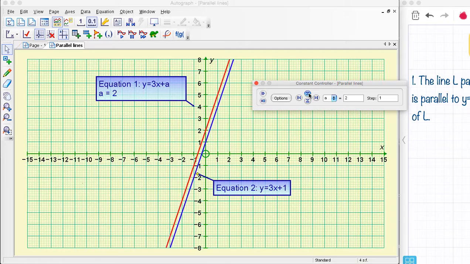So I'm going to change it to 2. So now I've got the equation y equals 3x plus 2. But the gradient is the same. Let me change it again to 3x plus 4.